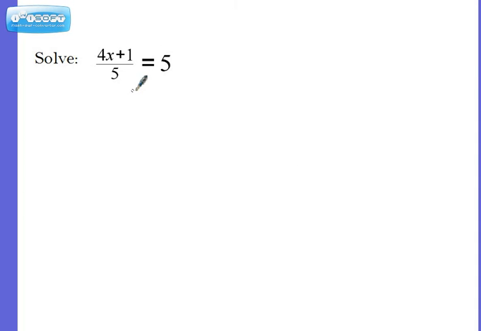If you have a problem and you have a fraction in it, we're going to go ahead and get rid of that fraction. Remember, a fraction is just telling you to divide. So since this problem is telling us to divide by 5, we are going to do the opposite. We are going to multiply by 5. So each side is going to get multiplied by 5.